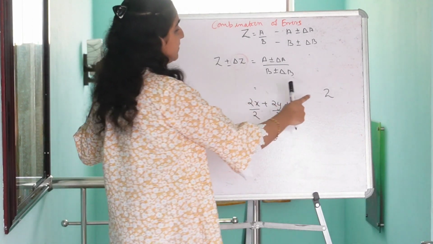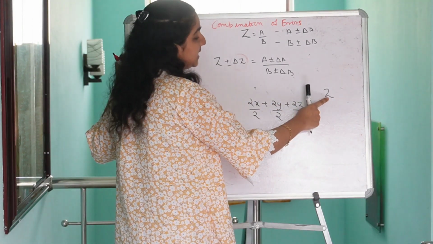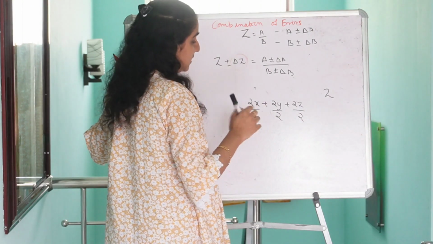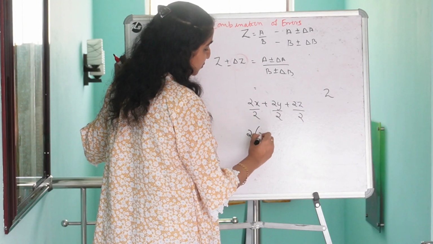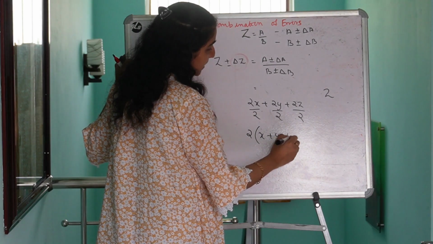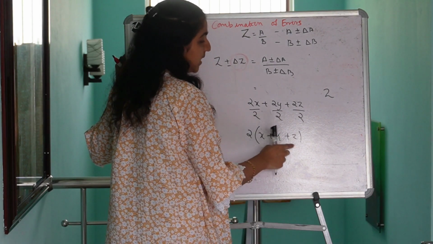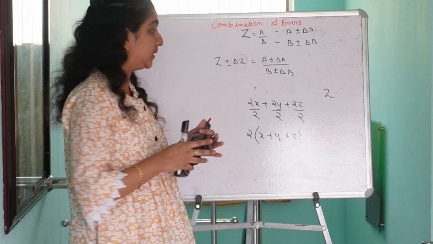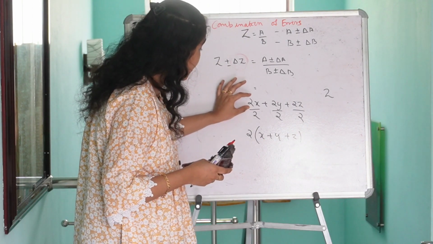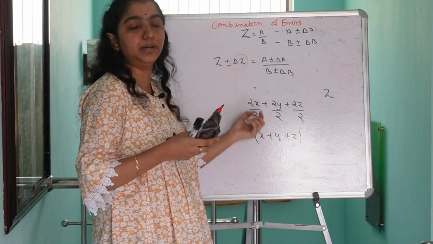Is it clear? Here the value I have to take commonly outside is 2. So I am dividing all the terms by 2. So I got 2 into (x plus y plus z). So what are x, y and z? X, y and z are nothing but the value I got after dividing the term by 2.